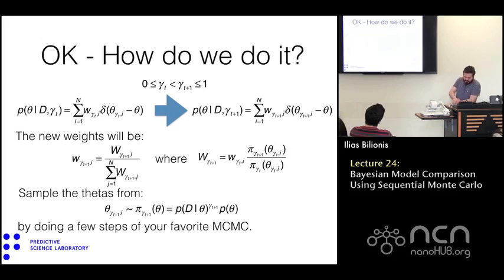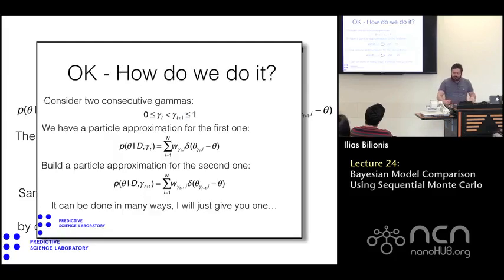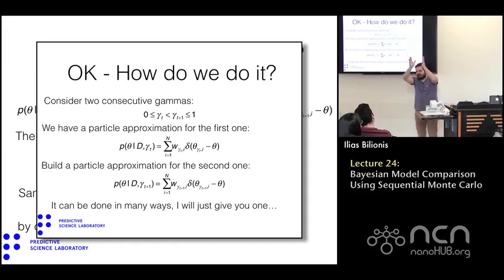I will just say in words what happens, okay? Once more. You start at the prior, you build a particle approximation there, and that's very easy to do. You just sample the prior. You give the weights, all the weights are 1 over n, okay? And then you increase gamma a little bit, and you move your particles a little bit.